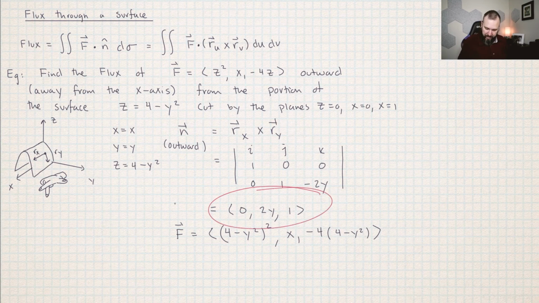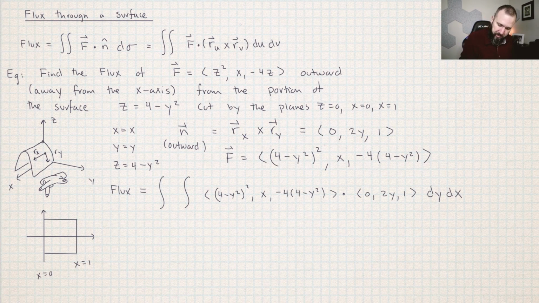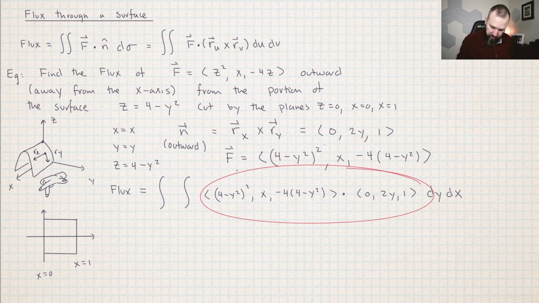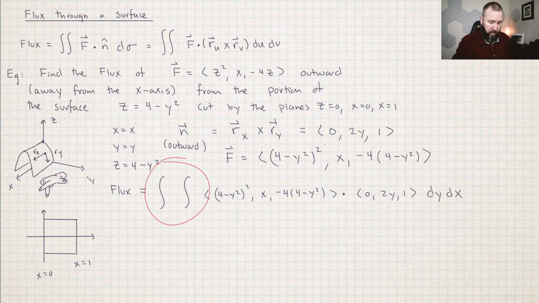So now I've got f, and I've got n, so I think I am ready to set up this double integral and find the actual flux of this. The formula is f dot r sub u cross r sub v, so that's what I have set up right here. And now I need to figure out what the limits of integration are. So I'm integrating over all the parameters that give me this surface. The parameters are x and y, so all the values of x and y that give me a point on this surface is that rectangle right there.